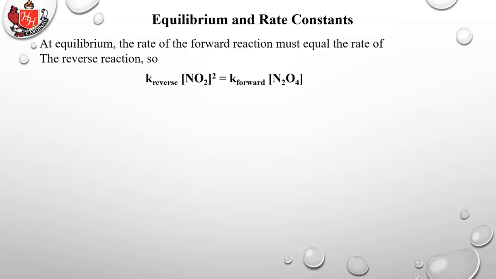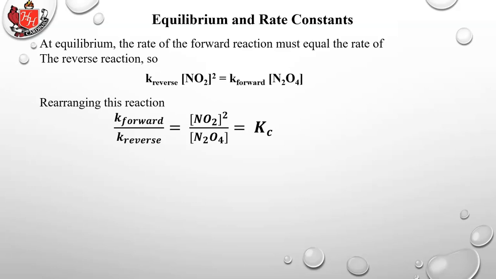At equilibrium, the rate of the forward reaction must equal the rate of the reverse reaction. Remember dynamic equilibrium. They go back and forth, but they have to go back and forth at equal rates. So if that's true, you can set those two rate laws equal to each other. K forward times N2O4 equals K reverse times NO2 squared. Now we're going to do a little bit of algebra. We divide both sides by K reverse and by N2O4, and you end up with K forward over K reverse equals NO2 squared over N2O4. That's going to be the equilibrium constant for this reaction.